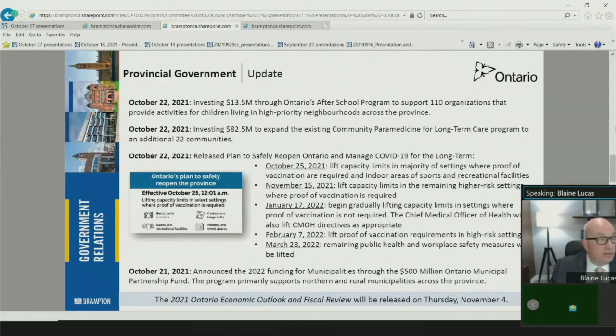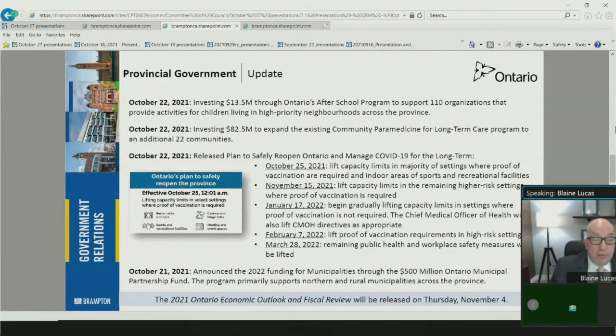In provincial updates, I wanted to highlight an announcement of $13.5 million through the Ontario After School Program to support 110 organizations that provide activities for children living in high priority neighborhoods across the province. In addition, the province also announced $82.5 million to expand the existing community paramedic program for long-term care to an additional 22 communities. The regional appeal is listed among communities that will be eligible for Phase 2 of the community paramedic program for long-term care funding.